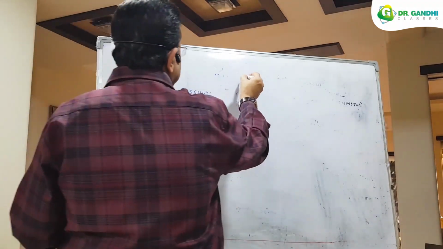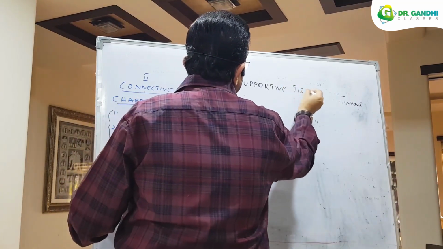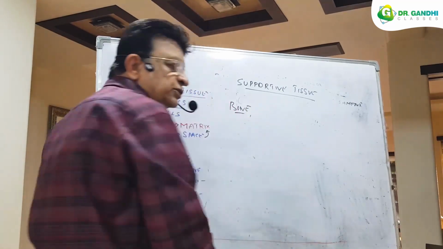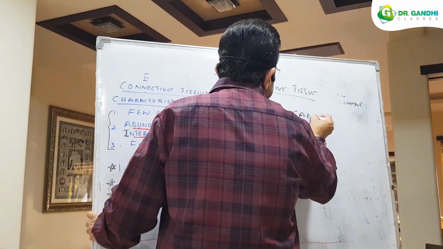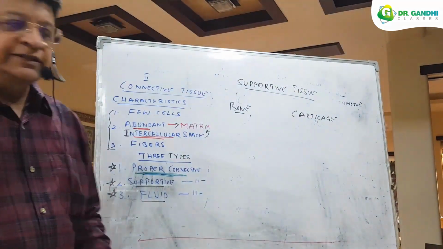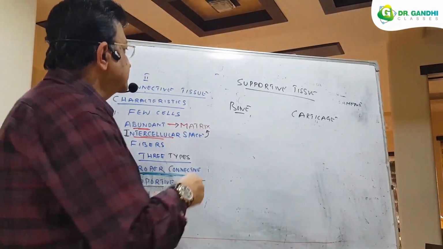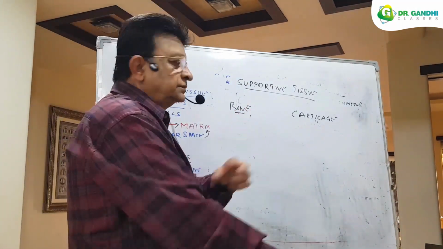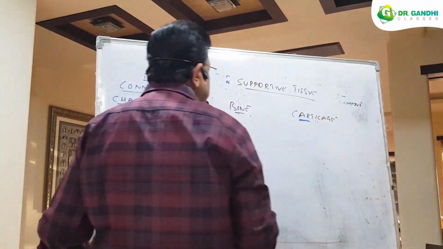To give you an example, supportive tissue, what does it support? For example, bone. Bone supports your muscles. You can see your muscles are supported by the bones. Your cartilage supports soft tissues. For example, you can see the earlobe has been supported by the cartilage. So that is why the second one is called supportive tissue. One connects muscle to the bone, the other provides attachment to muscles, and this provides attachment to soft parts.